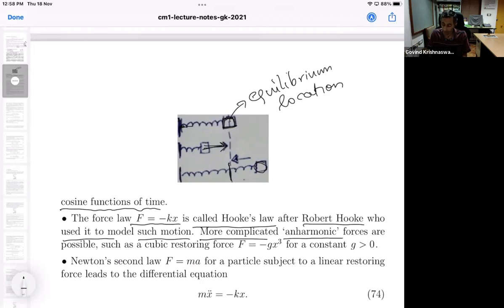There are also anharmonic forces possible, such as a cubic restoring force. Suppose the force is not minus kx, but minus gx cubed. Again it is restoring, the minus sign is very much there, but it is not linear in x but cubic in x. Such things are possible. They are harder to study, but they are also physically relevant. Real springs are not purely harmonic; the restoring force is not exactly proportional to displacement. They will also have these cubic corrections and so on. So if you really want to model a real spring, you will have to include such anharmonic effects.